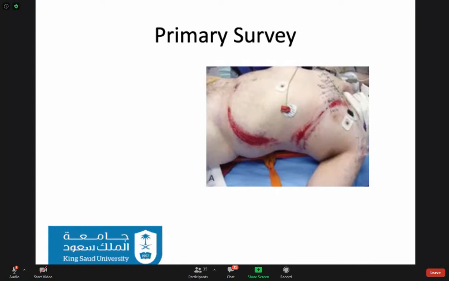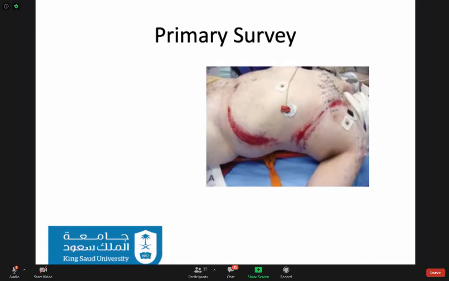All it needs is basically, one, that you have multiple training sessions on how to do this as a team. And two is that you have the adequate number of people in the emergency department, but you can still do it with just yourself and a nurse.